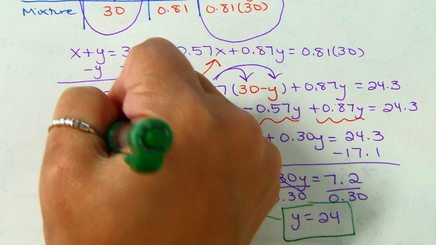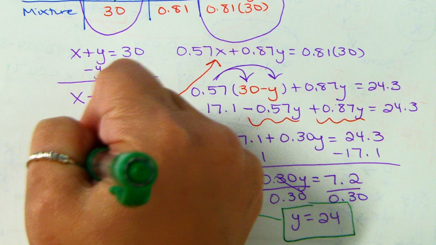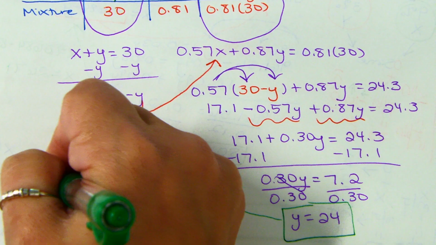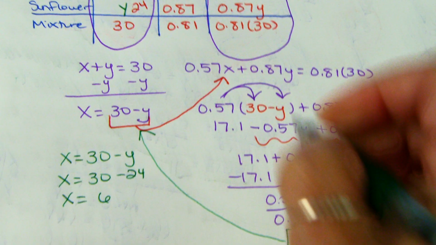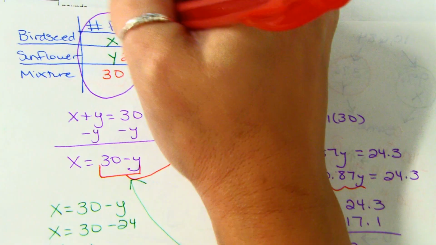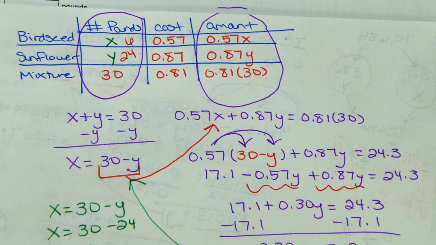And again, look at the answers I got, guys. Bird seed is going to be 6 and 24. I got nice numbers. You shouldn't be getting decimals on this. You're going to get nice numbers. So be aware of that, okay?